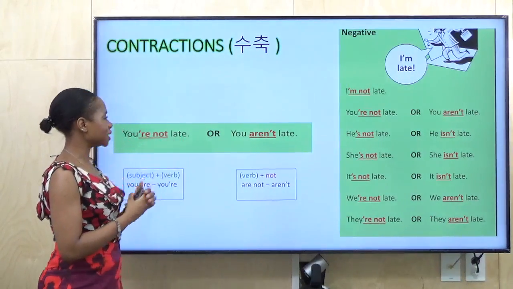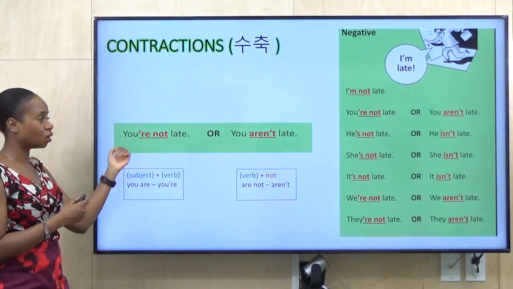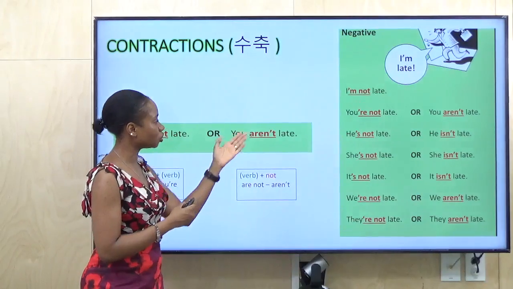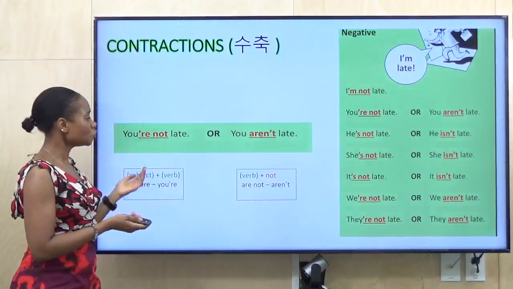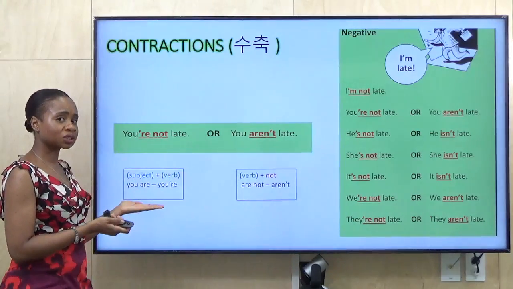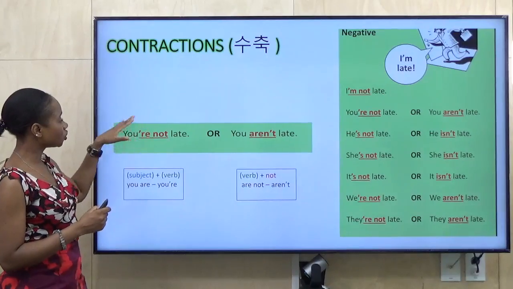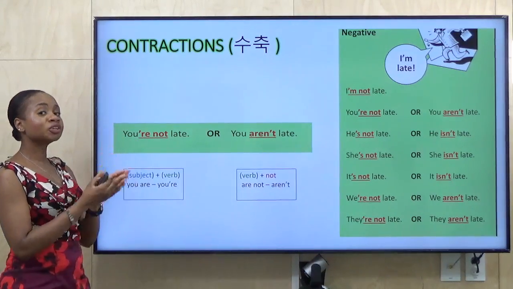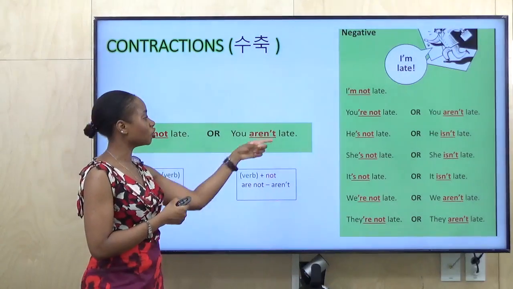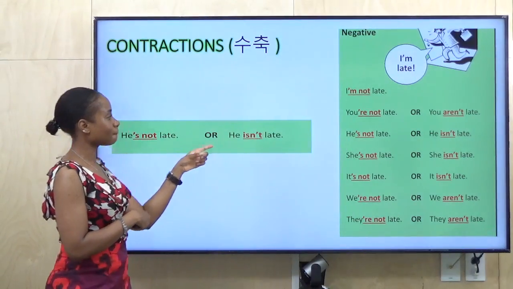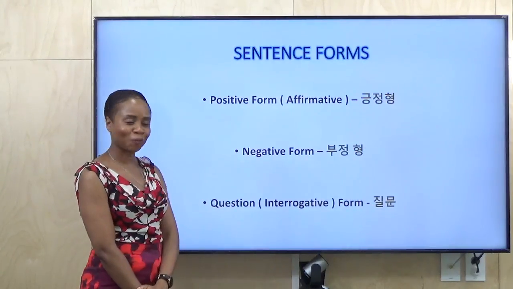You're not late. Okay, so you can either have a contraction on you and are, or you can have a contraction on are and not, okay? Are not. So you can choose where you put your contraction. I think the best thing to do for positive sentences, you can put the contraction on the first one. For negative sentences, I think it's better for you to put the contraction on the not. Okay. So I'd like you to do a little further more practice at home.